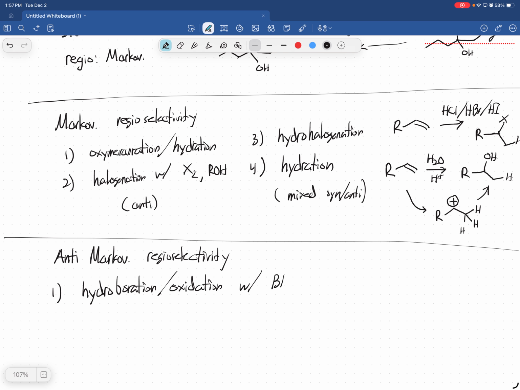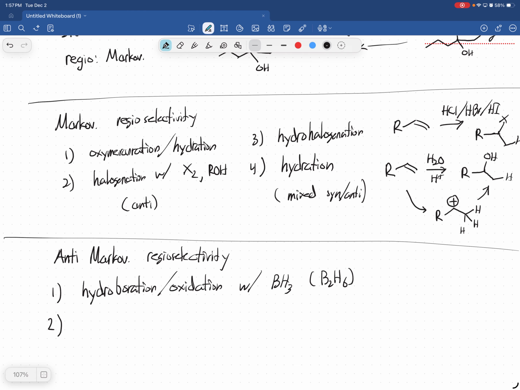With BH3. All right. Now, you can't actually buy BH3 like that. It's a special chemical. It doesn't actually exist like that. It's a dimer. BH3 actually exists as B2H6, diborane, and you have to heat it to break it up. But that's not important. What's important is that it's an electrophile. That's anti-Markovnikov.